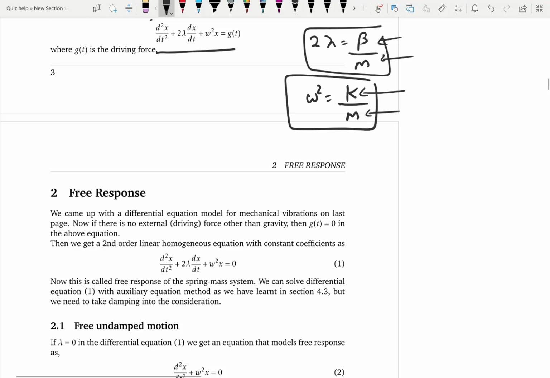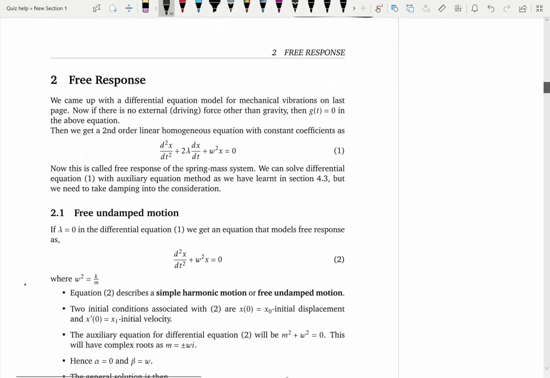Now within this model there are several cases. Let's say you do not have a forcing term, or actually a driving force. The driving force is modeled by g, a function of time. Then the driving force is 0, which means g is 0. Okay, no driving force. Then all of a sudden what you get is a homogeneous second order differential equation. And it's linear, right? 2 lambda and w square are constants.